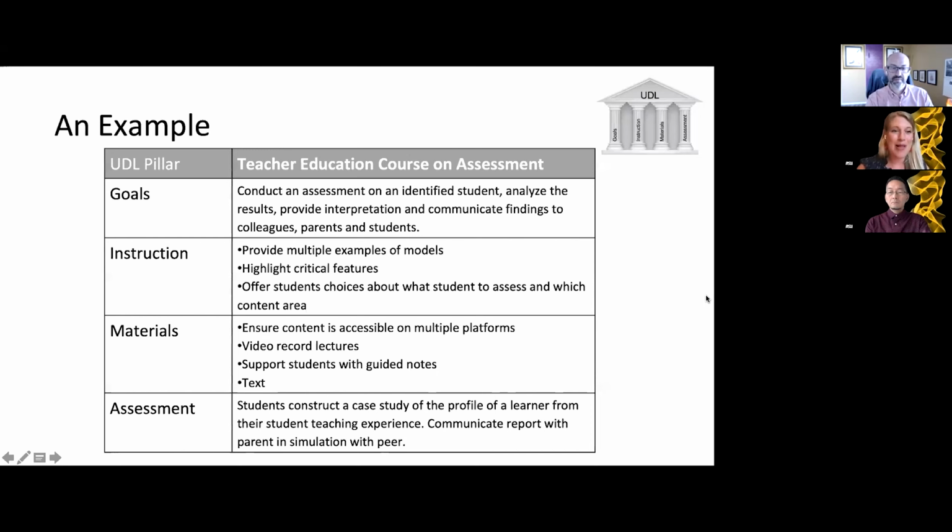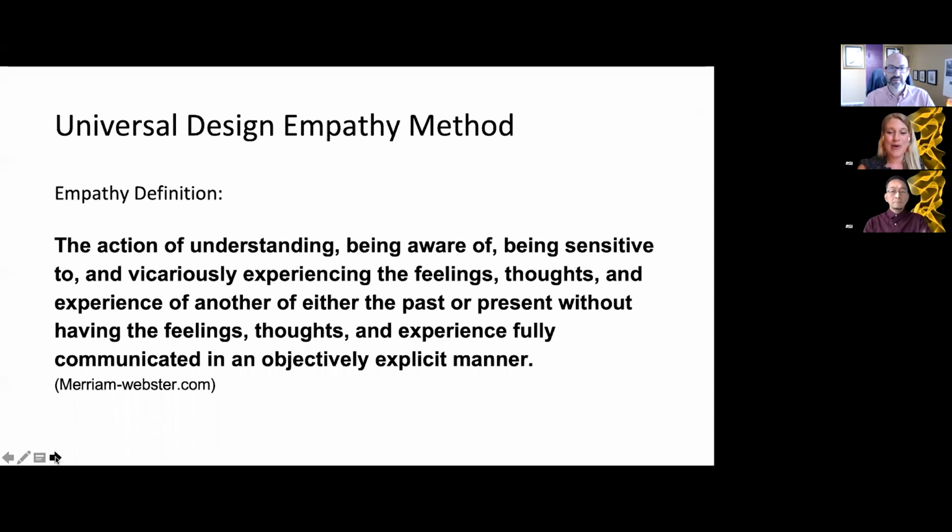There are many ways that we can apply these pillars of the universal design for learning to our coursework. And I'm hopeful that as I was talking through some of the ways that I use these features within my own instruction, you too were having ideas about how you could apply these principles to your own coursework and programs. Next, John is going to talk about another approach that really centers empathy.